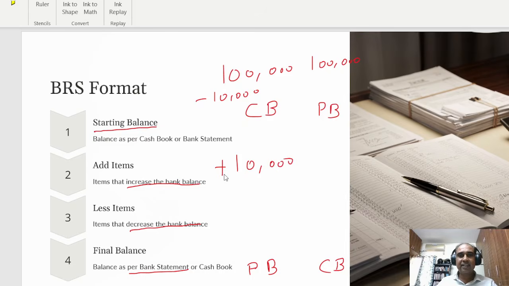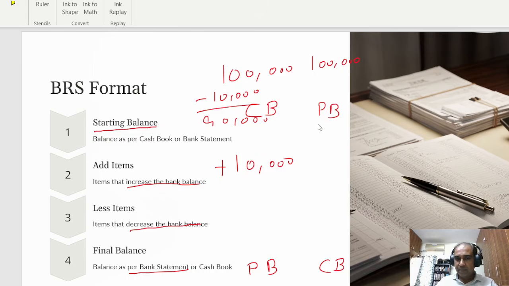I have to add this 10,000 rupees to 90,000. My balance is how much? 90,000. Once I add this 10,000, it will become how much? 1 lakh rupees. And my passbook was always 1 lakh because this entry was not recorded at all in the passbook.